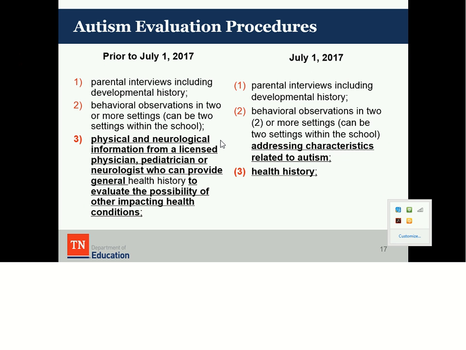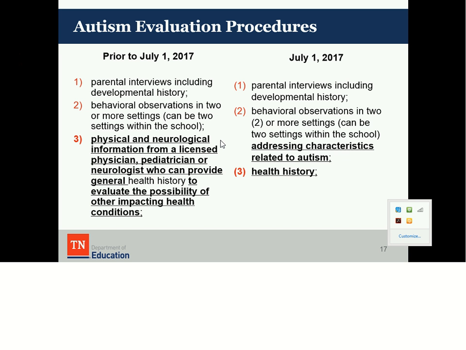Evaluation of autism, just as with any other evaluation, as we made revisions, we really tried to align our current evaluation procedures to match what the definitions are asking. So the purpose of the evaluation, remember, is just to make sure that we have enough information to determine that a student meets the definition associated with each disability category. So the first change is our behavioral observations.